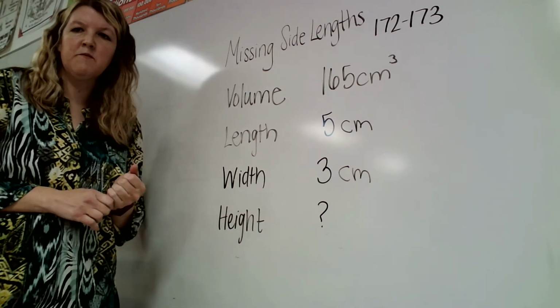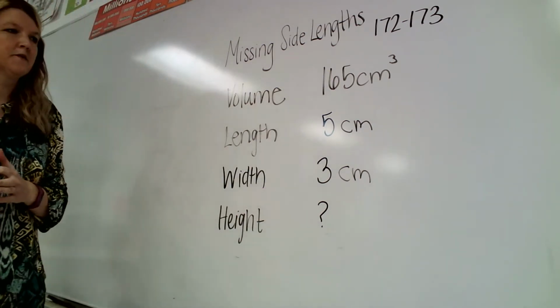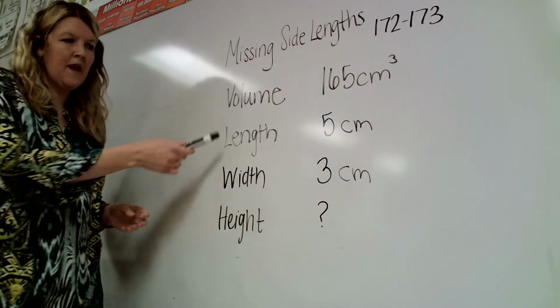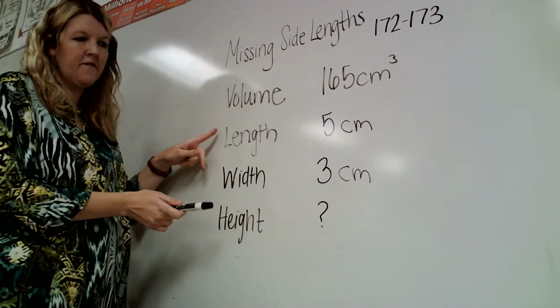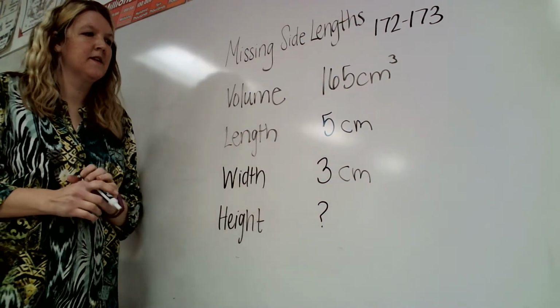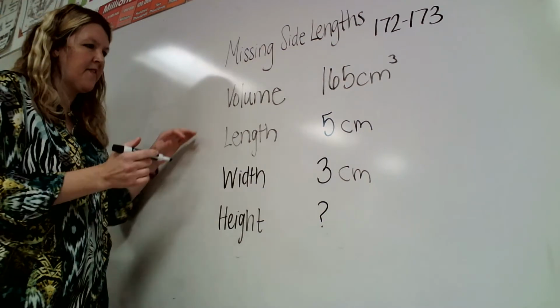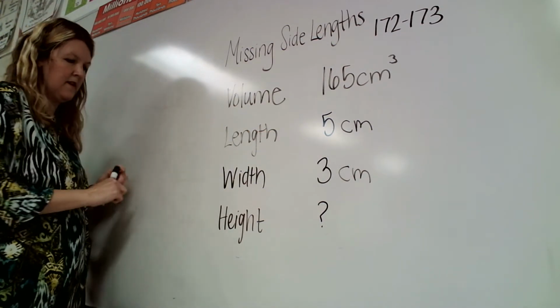So now I'm trying to find the height. This is very similar to finding the missing length with the area, but we've got an extra step that we need to do. So what I'm going to do first is multiply the length and the width. And I know that's actually going to be giving me the area. So 5 times 3 is 15. And then now that I've got that, I can do 165 divided by 15.